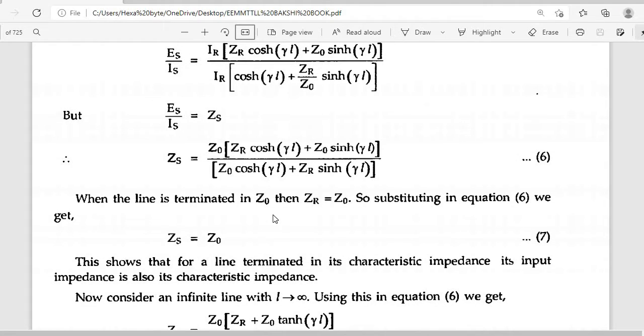When the line is terminated in Z naught, then ZR is equal to Z naught. Line terminated in Z naught means the termination impedance. Termination means load. So the load ZR is equal to Z0.